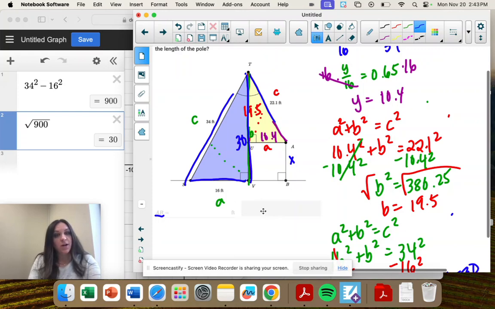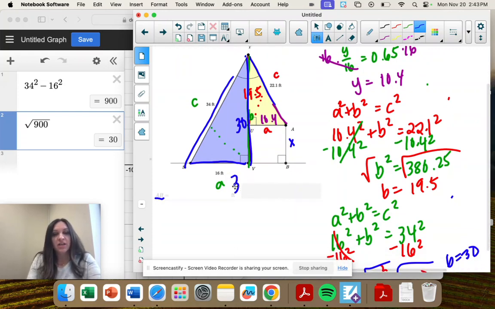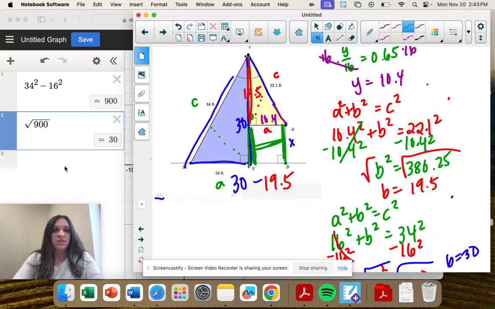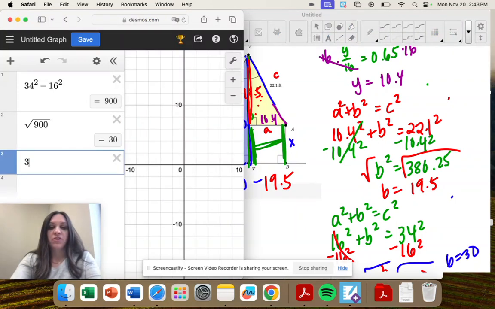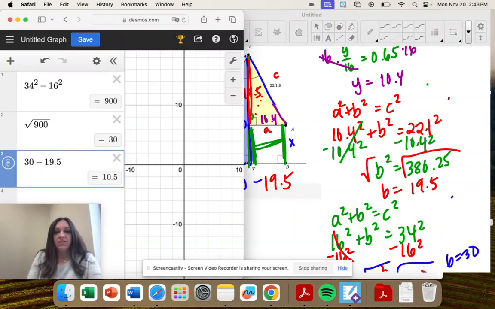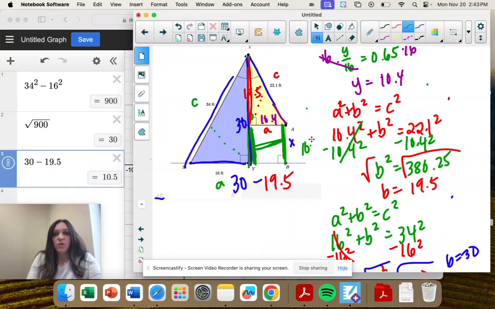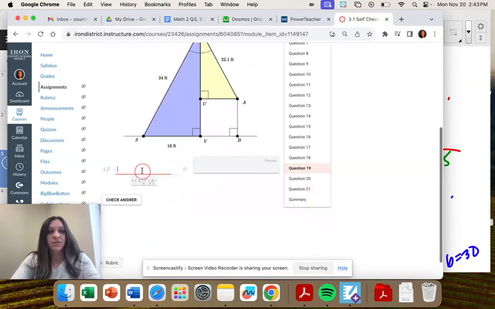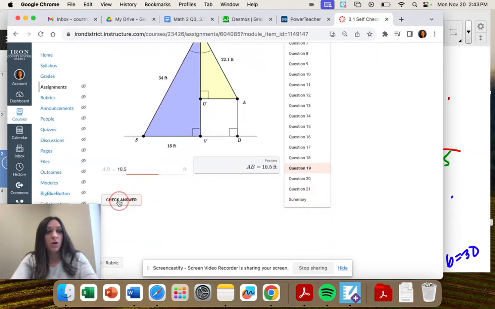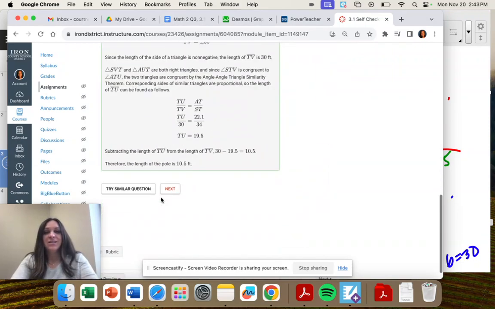So now do you see why I did that? I'm going to take the whole length minus this cut, 19.5, and that's going to equal this length, which is congruent to X. So 30 minus 19.5 is 10.5. And that's the length of X, or AB, or the pole, however you want to look at it. Okay.